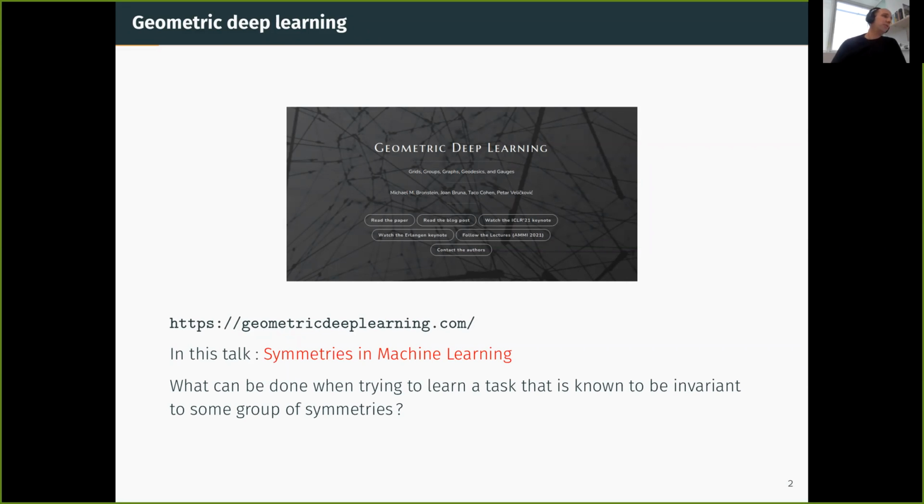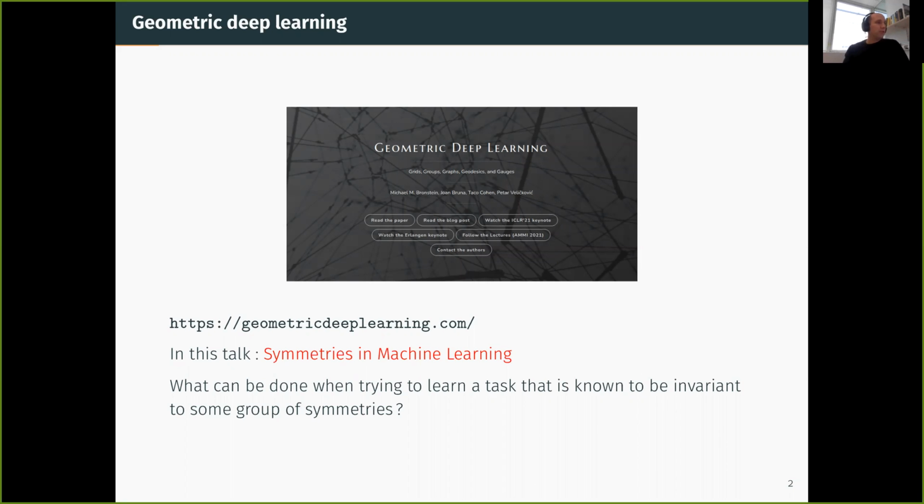In my talk, I will focus on the general question of symmetries in machine learning and in deep learning. The basic question I want to ask is what can be done if we are trying to learn a task or a function that is known to be invariant to some transformation. We do not want to discover the symmetry in the problem. We know beforehand that there is a symmetry or strong invariance in the problem we are looking at, and we'd like to take advantage of this prior knowledge in designing a machine learning algorithm.